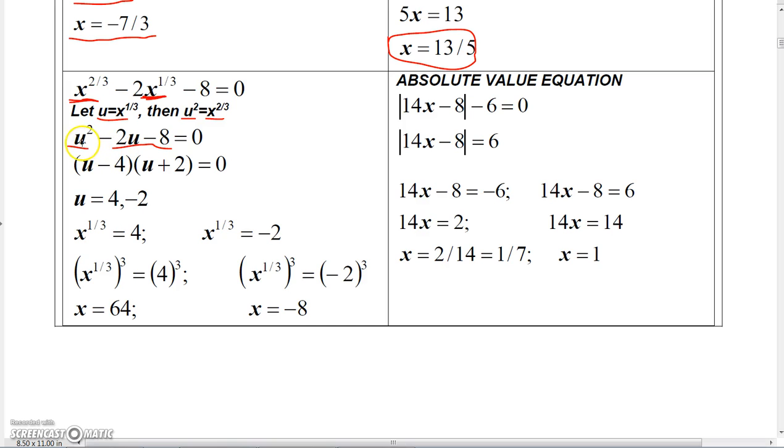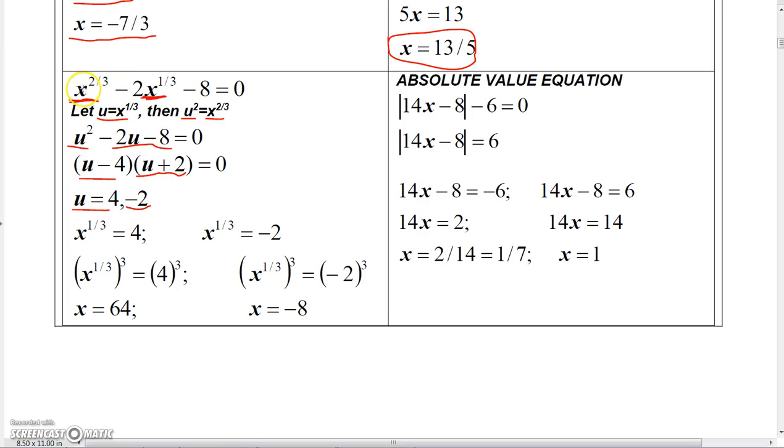Well, then you can factor this. You know how to factor this. This will factor into u minus 4 and u plus 2. And so if you solve that, you'll get u equals 4 or negative 2. Now here's where most students make the mistake. They stop here.